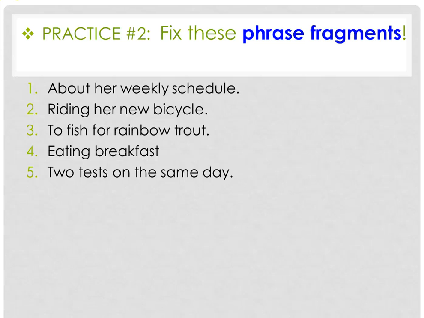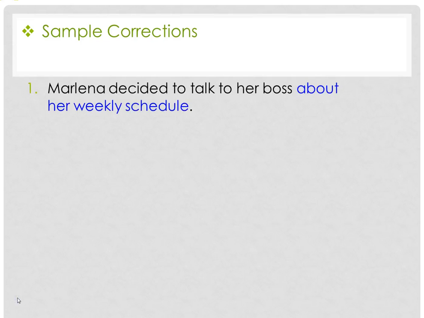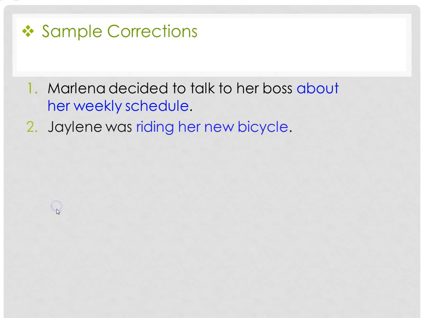Welcome back. All right, now, the samples that I'm about to show you, they're probably totally different than what you have on your paper, but it can be helpful and instructive to see different variations. So an example of a way that you could have corrected number 1, I added a new sentence to the beginning and put the phrase on at the end. So Marlena decided to talk to her boss. So I added a completely new subject and a completely new predicate here.